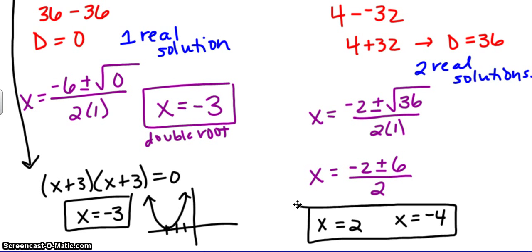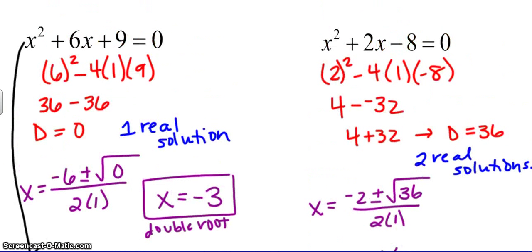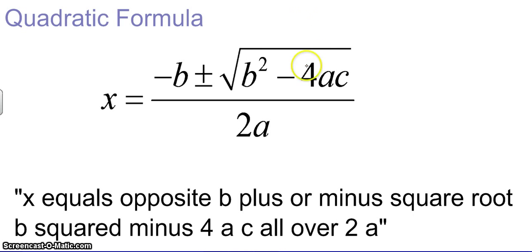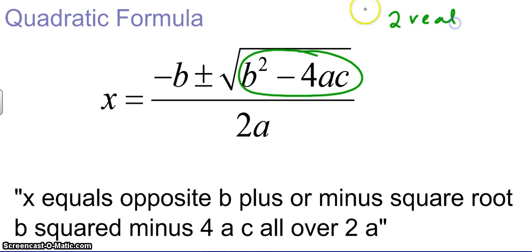And again, if you would have started with this one and factored it, this would have factored into x plus 4 and x minus 2, which means that x would have been negative 4 or positive 2 from our factoring unit before. Alright, so using the discriminant, this b squared minus 4ac, your options are either 2 real if it's positive, 1 real if it's 0, and 2 imaginary if it's negative.